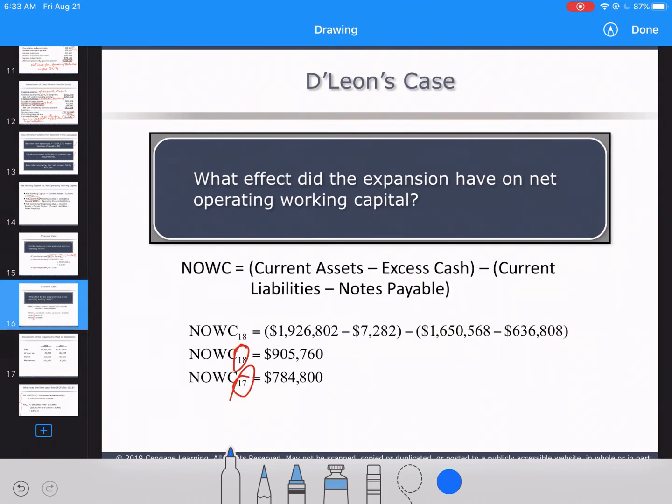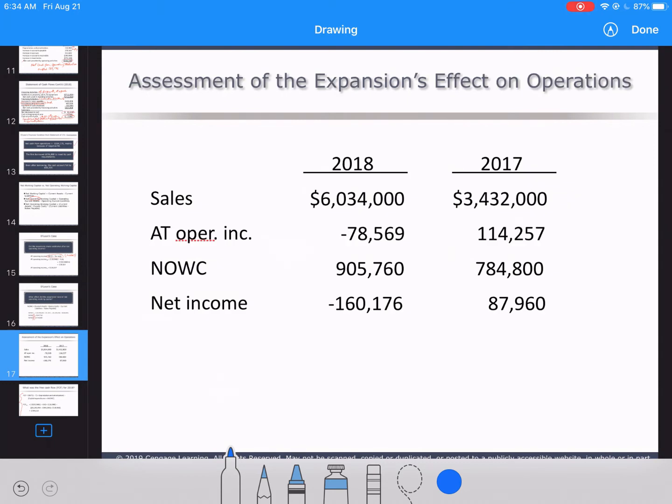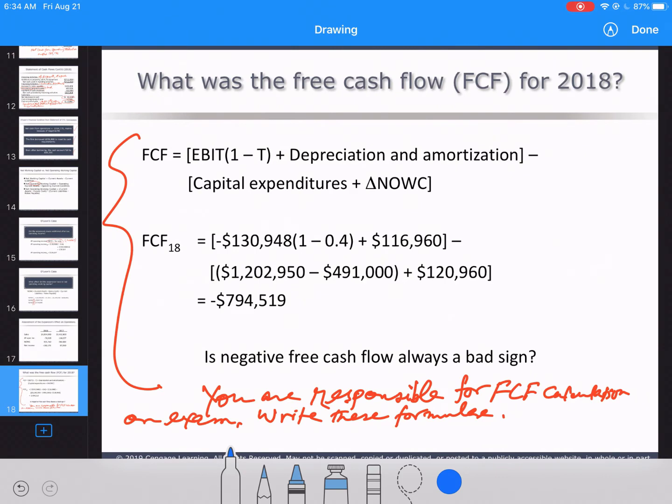So after that, you figure out net operating working capital for year 18, which is 905,760, and then you have net operating working capital for 17. So with that, we collect that information on this slide, and then the last thing is to generate FCF.